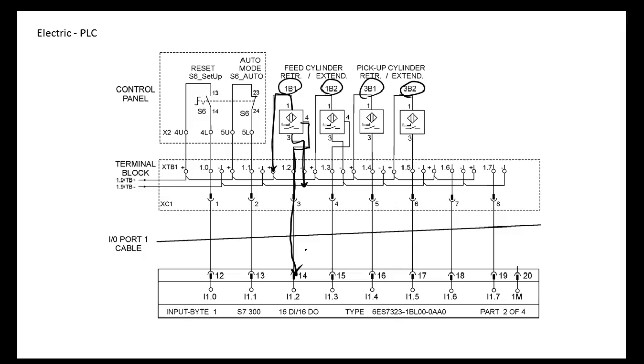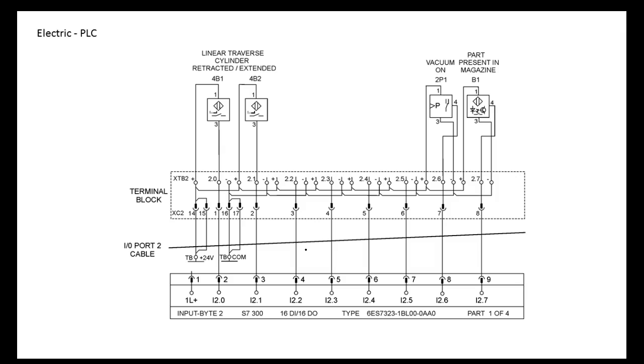Okay. So let's move on. We okay? Everybody okay? Any questions? Yes or no? Okay. So here's the next one. So these are magnetic reed switches. How do I know they're magnetic reed switches? They've only got two wires.